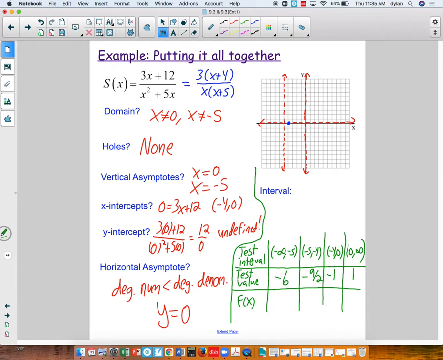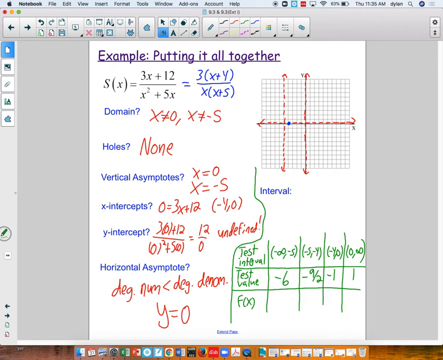So we're placing these test values into the original function for x, and you can place them into the original function or the factored version. It's totally up to you. And if you want to, you can use your calculator to help you figure these out quickly, or you can do them by hand. It's kind of up to you.